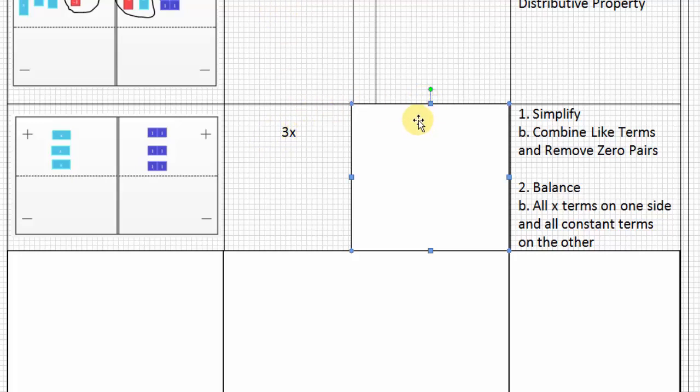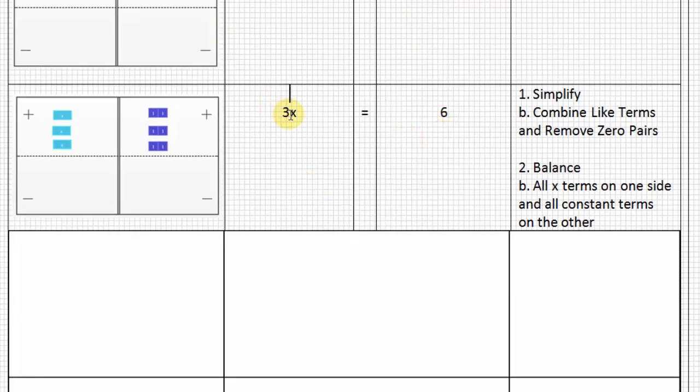On the right-hand side, our positive x and our negative x actually cancel out. And so the x's go away on the right-hand side. And if I have 3 plus 4, I have 7. Minus 1 is 6. And so I end up with those 6. So we end up with 3x equals 6. That's what we see here on our expression mat. The balancing, I wrote that in here. That's something that we would need to look for.